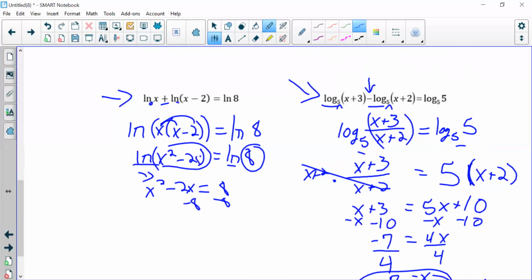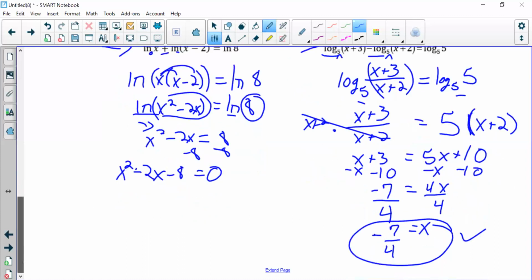Forgot to write my x when I multiplied. So then I get x squared, there we go, minus 2x minus 8 equals 0. My go-to method for solving these is factoring. So let's see if we can factor this sucker. Negative 8. Two numbers that multiply to get negative 8 and add to get negative 2: negative 4 and 2. Perfect. So this factors to (x minus 4)(x plus 2).